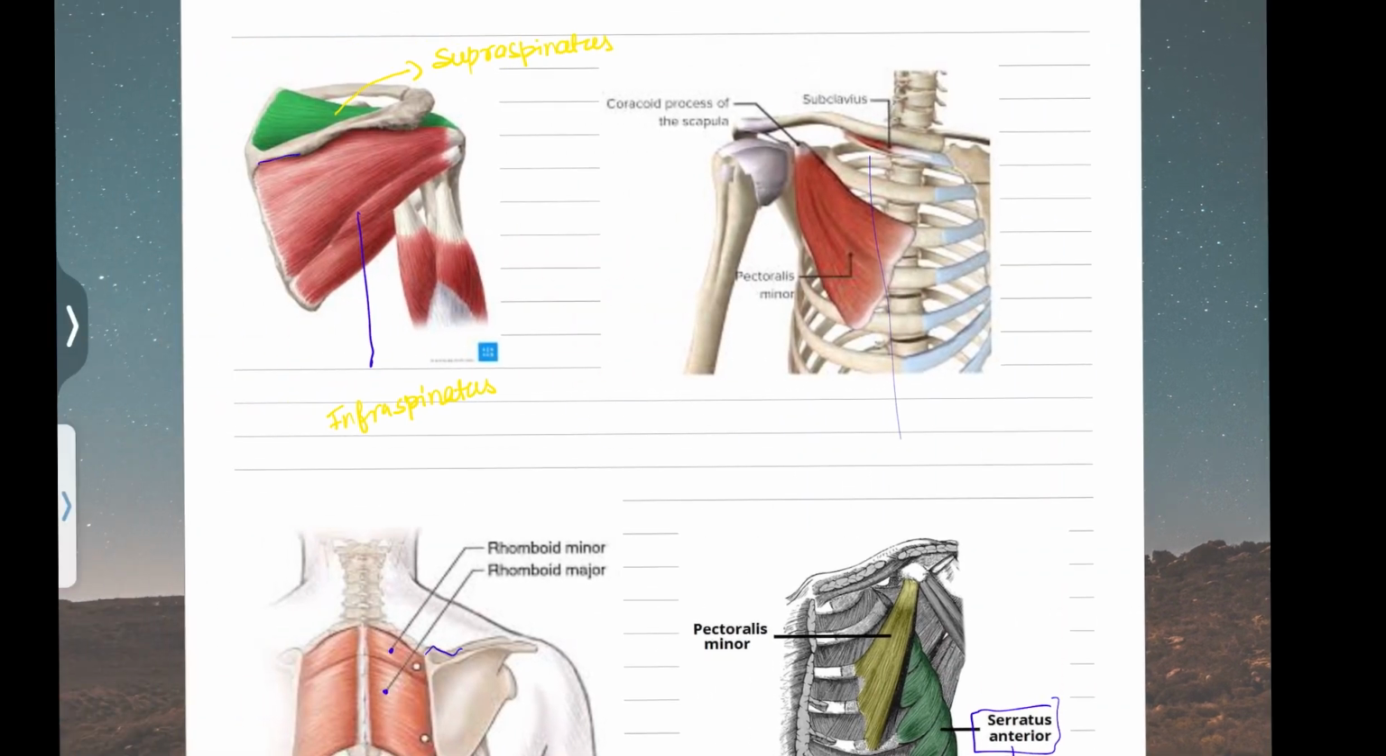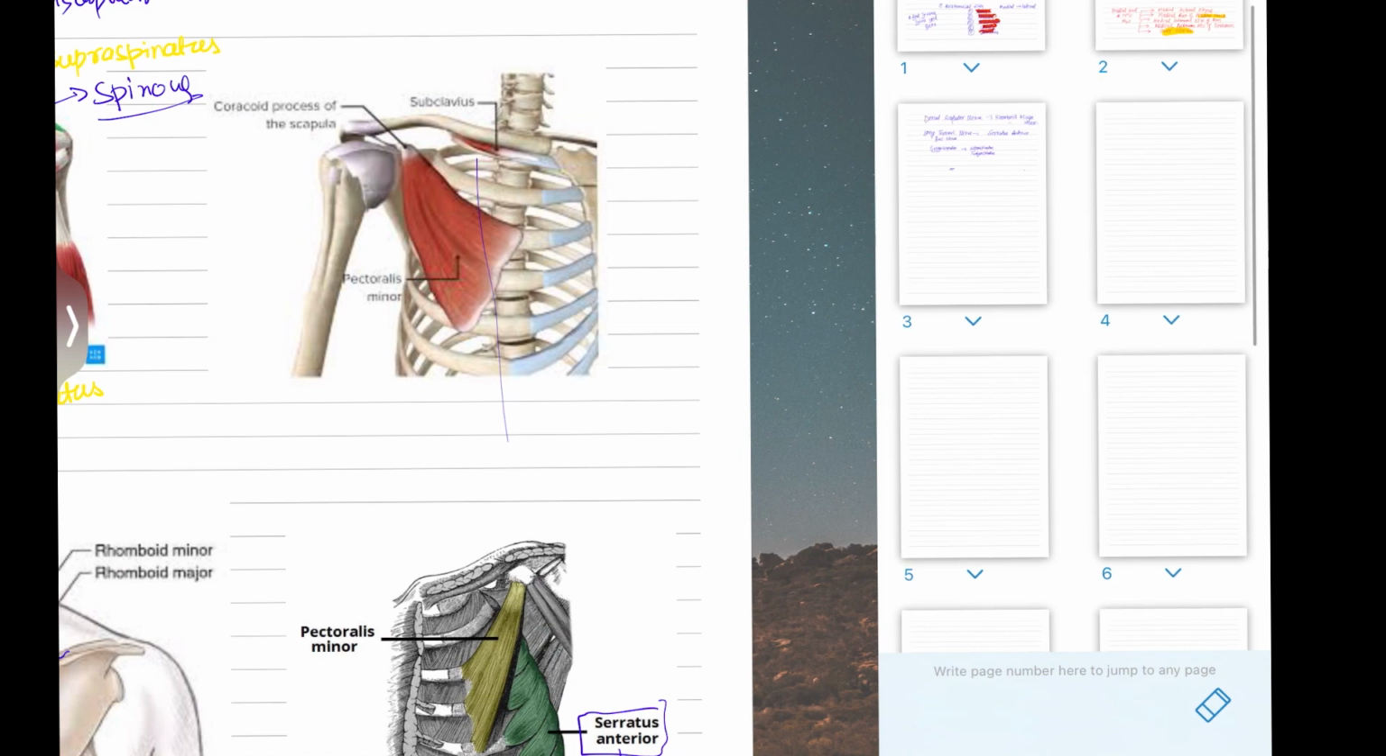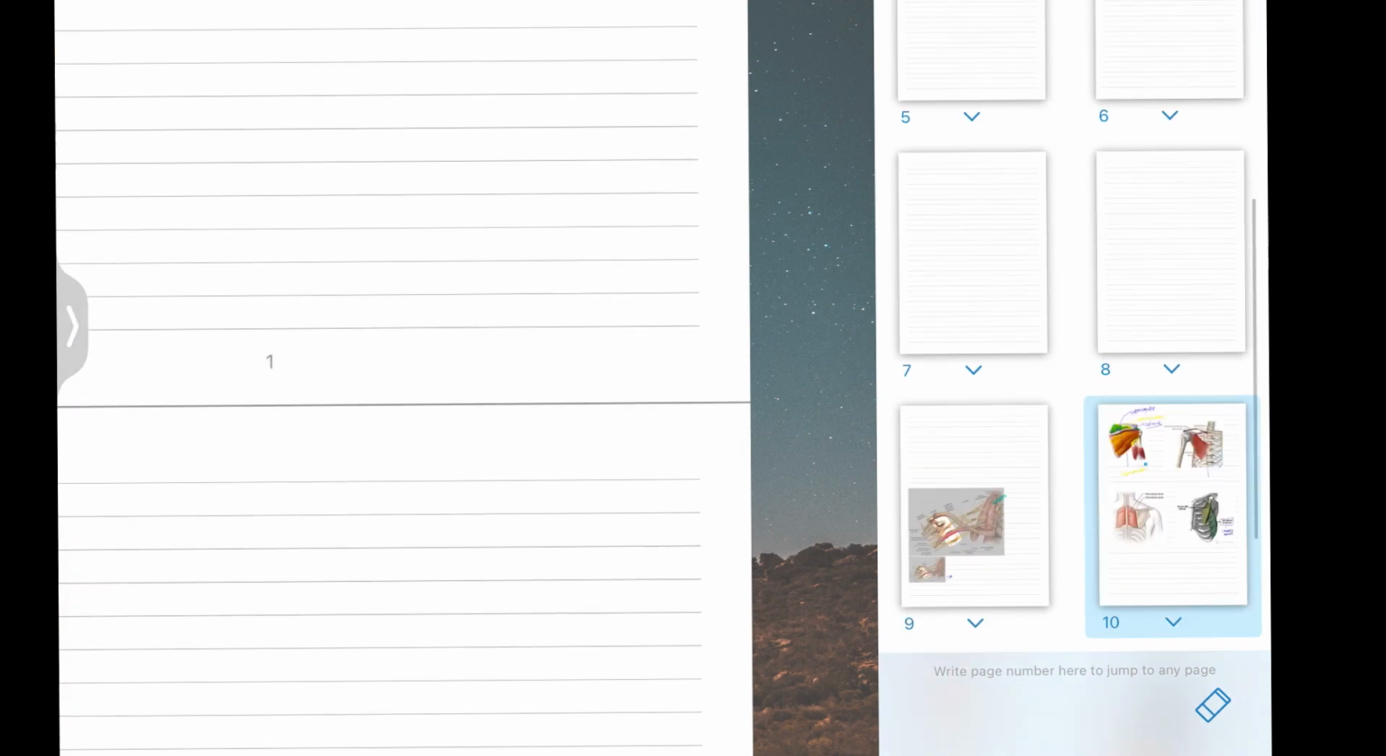See, this is the spinous process of the scapula, and the muscle above the spinous process is known as the supraspinatus, and this muscle below the spinous process is known as infraspinatus. Okay, so these muscles are going to be innervated or supplied by the suprascapular nerve. I hope it is clear to you. Let me go again to my diagram.